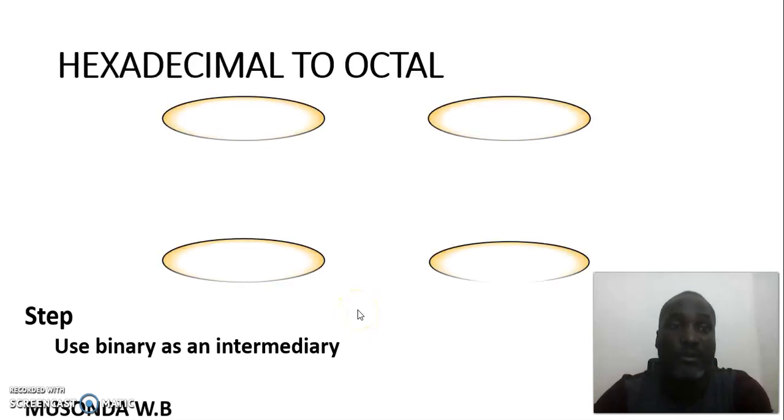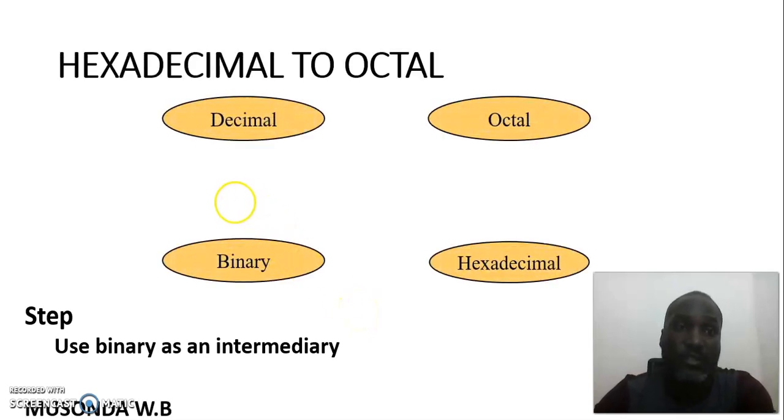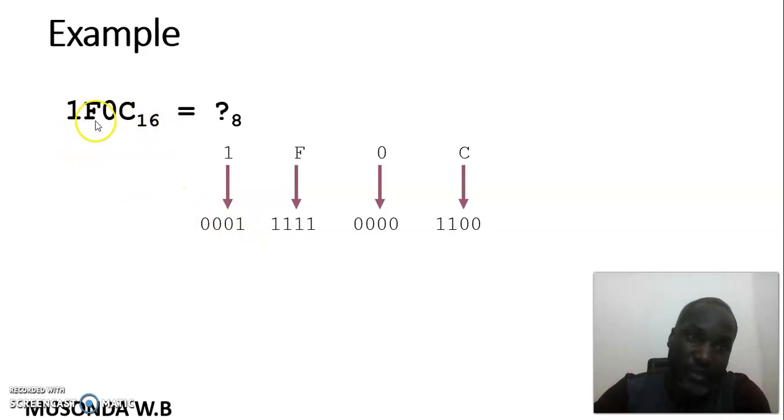Now the last part is the conversion of a hexadecimal number to an octal number. We also use binary as the intermediate. It is basically doing the opposite of what we just did. We have a number like this, and we convert each digit to a group of four bits, from hexadecimal to binary. So C converted to binary gives us this, the 0 gives us this, the F gives us this, and the 1 gives us this.